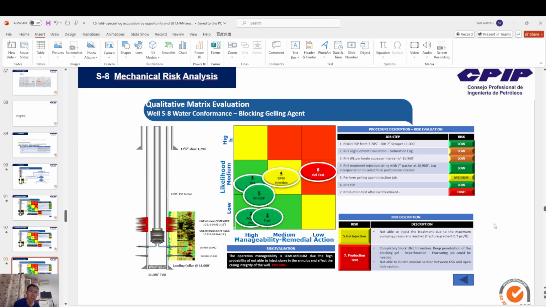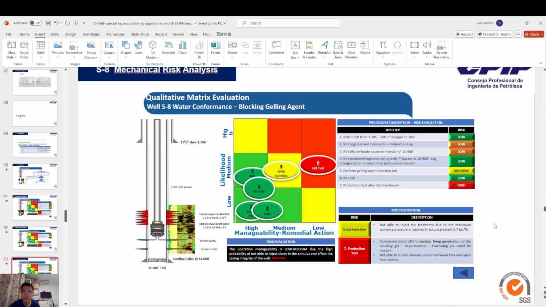Production test. Completely block the wound formation. Deep penetration of the blocking gel. Needs re-perforation. Fracturing job could be needed. Not able to isolate any section between the casing and the open hole section.